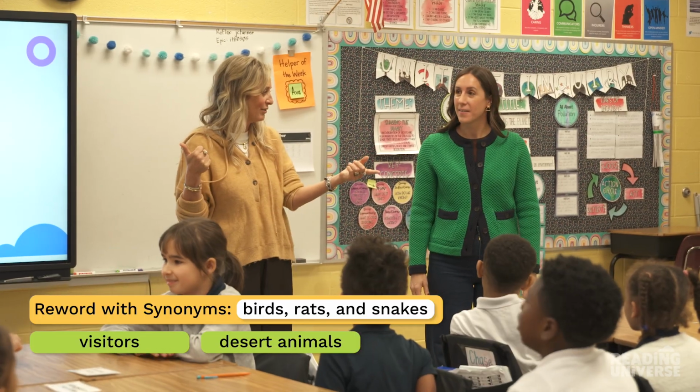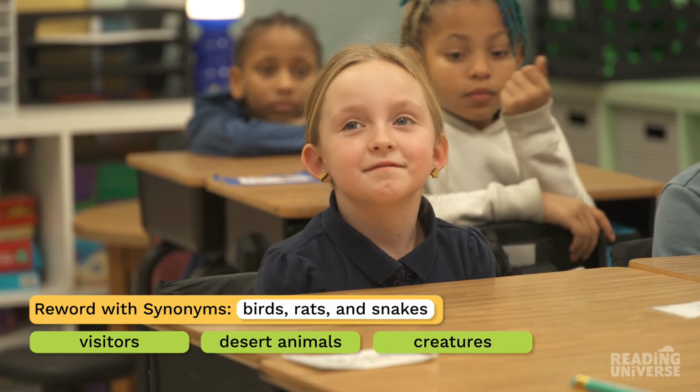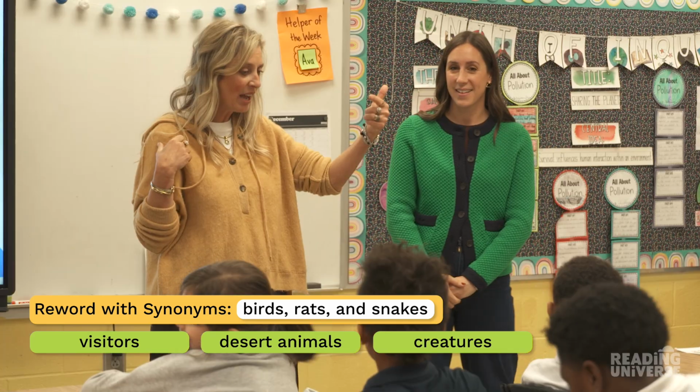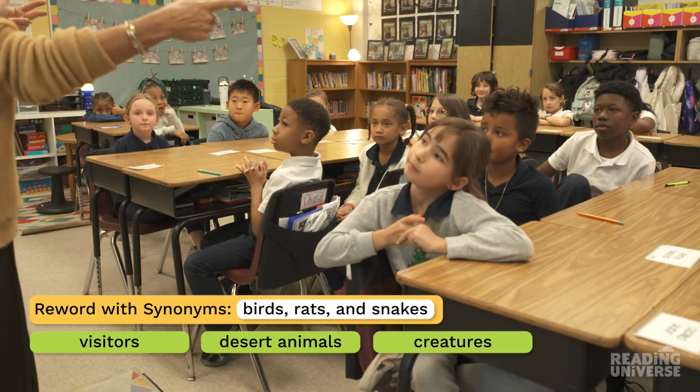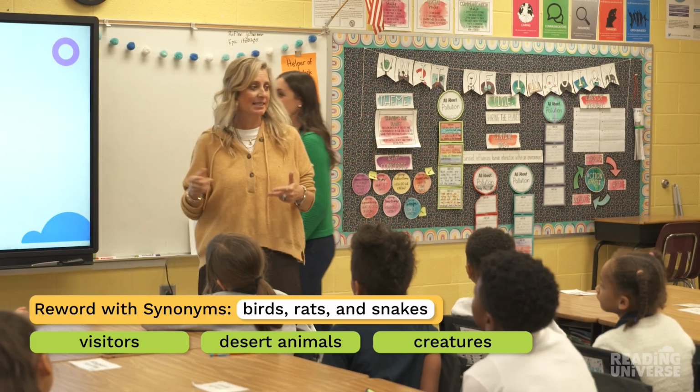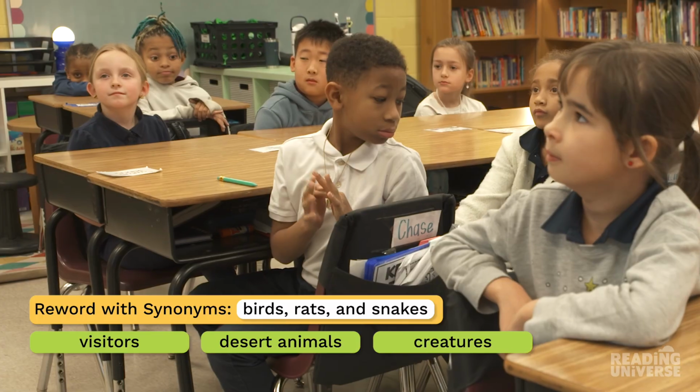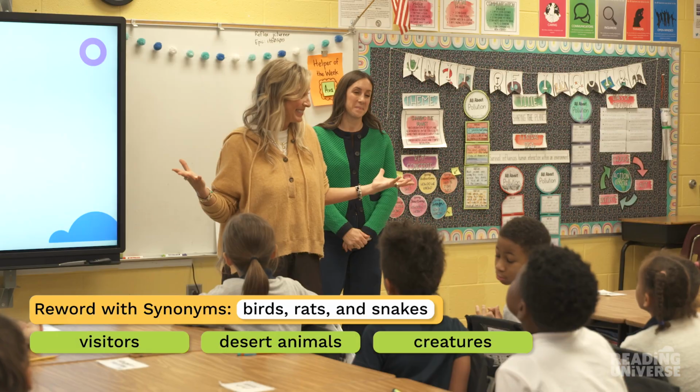I heard another one over here. It was creatures. Do you like that one? So we have desert animals, we have creatures, we have visitors, and we have birds, rats, and snakes. Do you think we have a bank of words that would help us anticipate what's coming? Yes. I think so too.